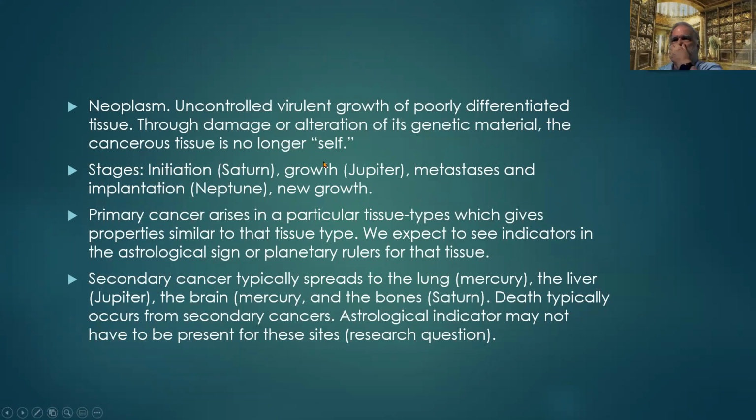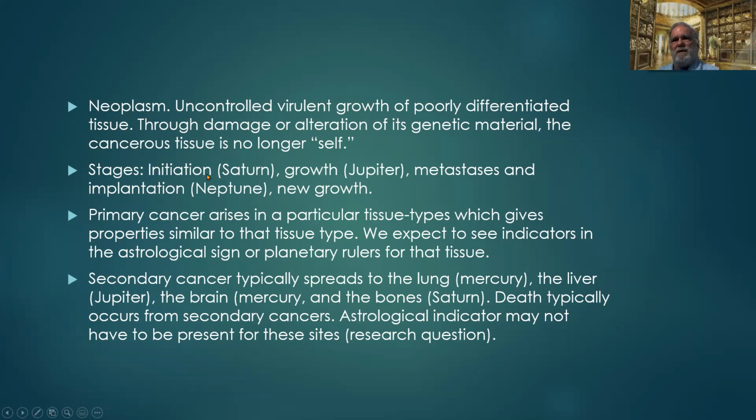This is just some things about cancer. It's called neoplasm, uncontrolled virulent growth of poorly differentiated tissue. There's a damage or alteration of the genetic material so that the cancerous tissue is no longer self, right? It's growing on its own. It's no longer coordinated with you, right? So there, talk about stages.